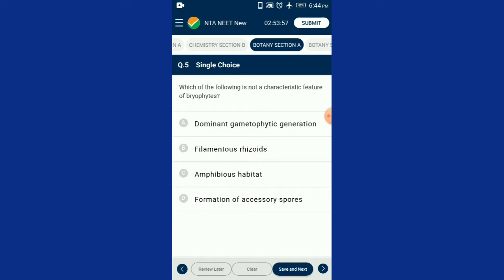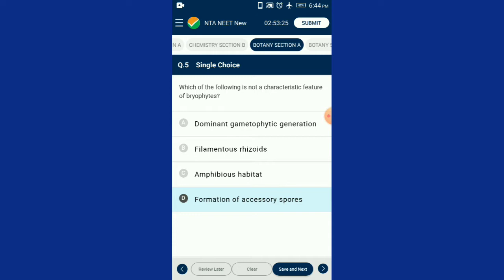Question number 5. Which of the following is not a characteristic feature of bryophytes? Formation of axillary spores. Bryophytes are simple, small, amphibious plants. That means they require both water and land and do not have a vascular tissue system, so they are commonly called atracheata. Axillary spores are not formed. Vegetative reproduction is quite common, like fragmentation, tubers, gemmae, buds, and adventitious branches.